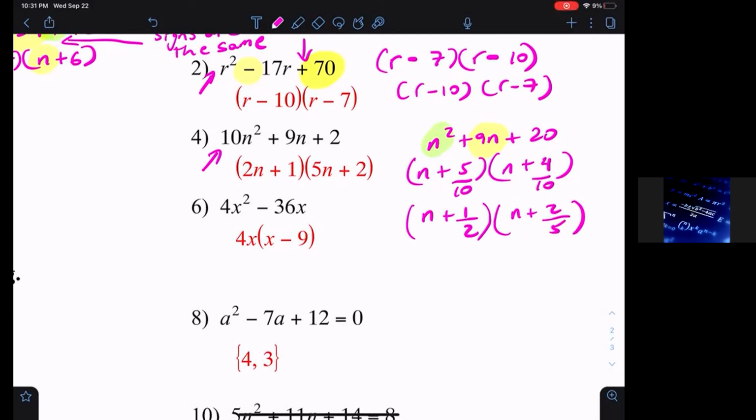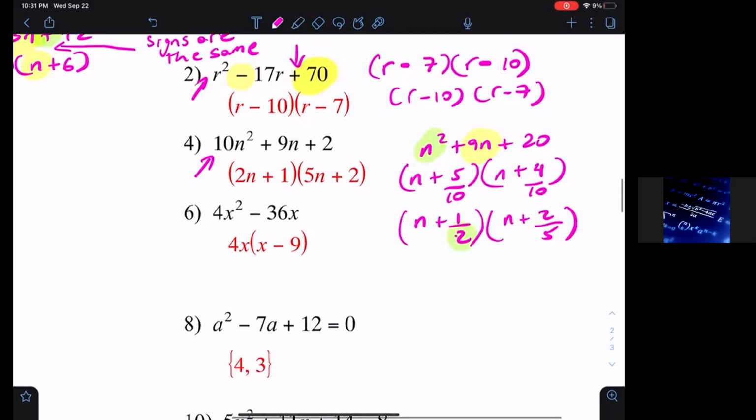Now, because they want the factored form, you need to put this on the top. That's the reason they call this method bottoms up, right? So this is 2n plus 1. And then you need to do the same thing here. You need to put this on the top, with the variable, right? So that's going to be 5n plus 2. And as you can see, it's the same, right? So make sure you practice these ones because those are the difficult ones.